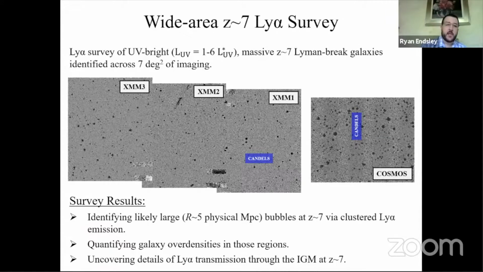So what I'll describe in this talk today is how, with this survey, we have been able to, 1, identify likely large ionized bubbles at redshift 7 via clustered Lyman-alpha emitters in our sample, 2, quantify the galaxy overdensities in these likely reionized regions, and 3, uncover details of Lyman-alpha transmission through the IGM at redshift 7 in these massive galaxies that's necessary to place our results in context of reionization.